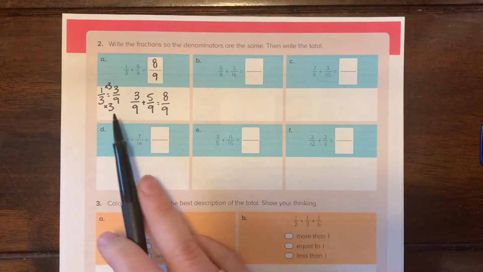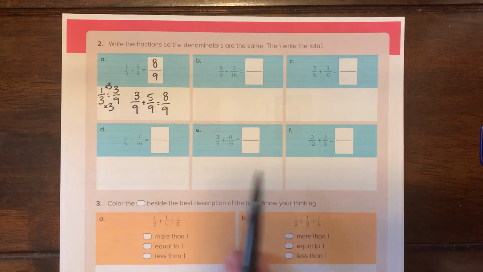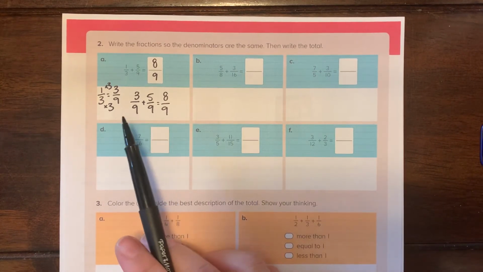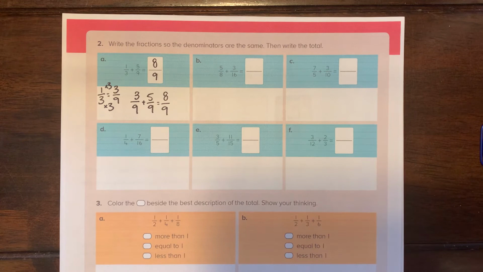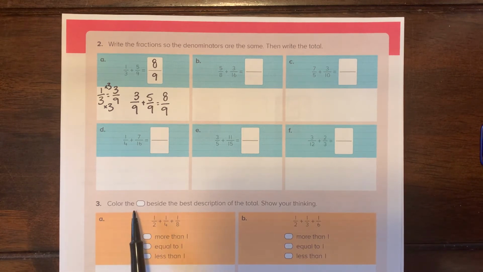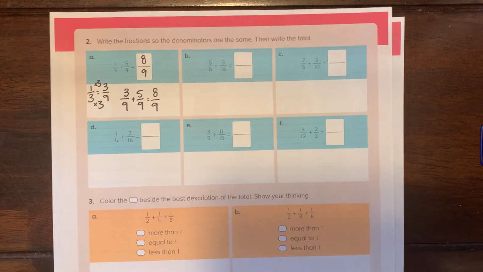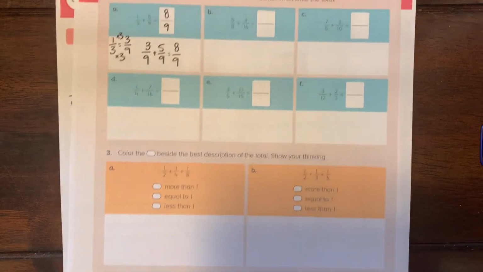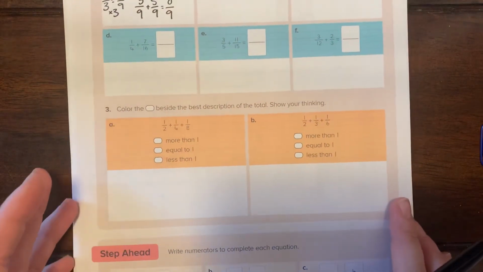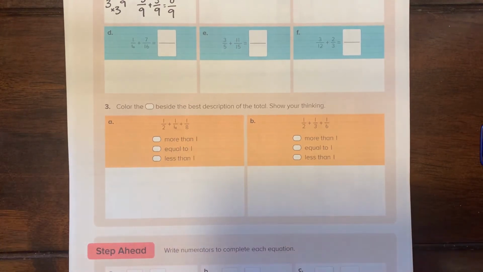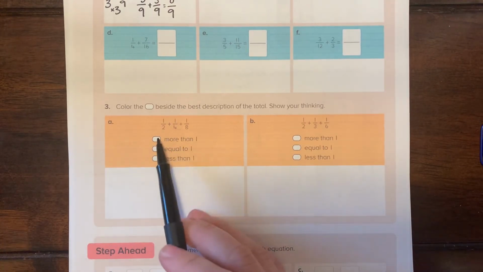Okay, so you're gonna go ahead and do all of this on these, and I want you to show your work so I can see your thinking, okay? So then here, color the bubble or oval beside the best description of the total, show your thinking. Don't freak out when you see this, but we've got to add all 3 of these fractions together. So we're gonna have to make them all the same.